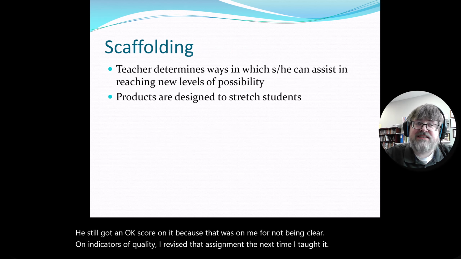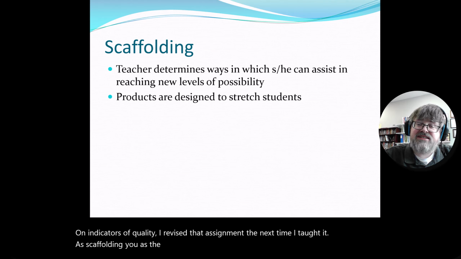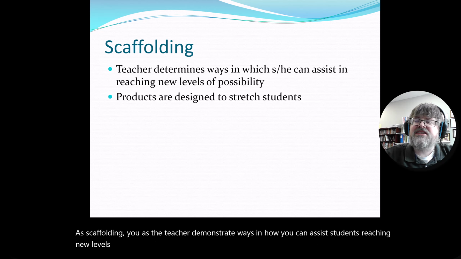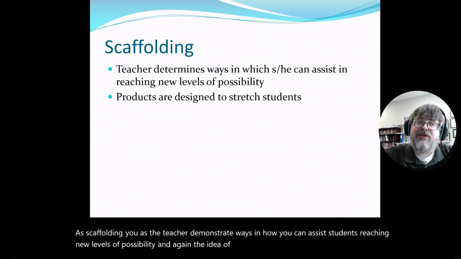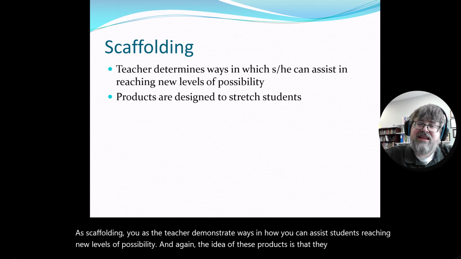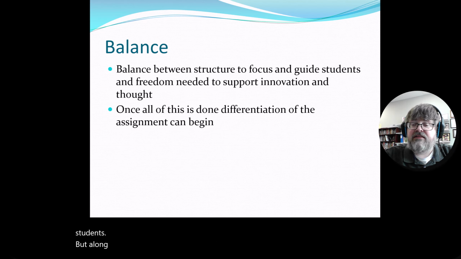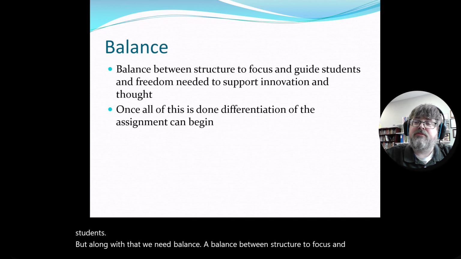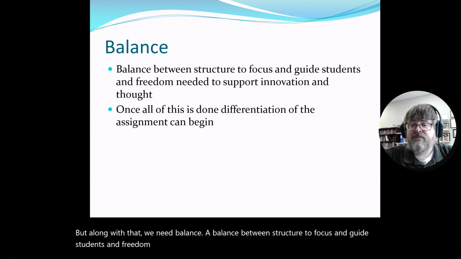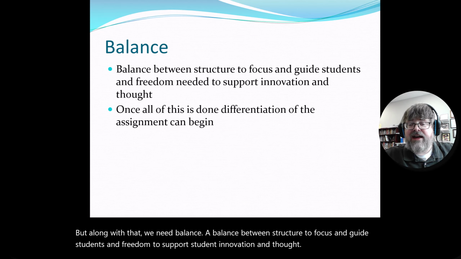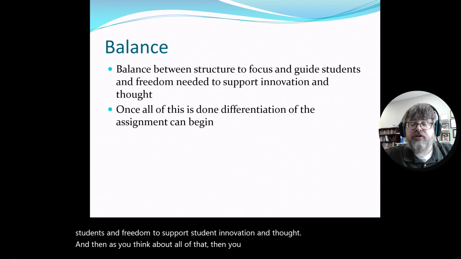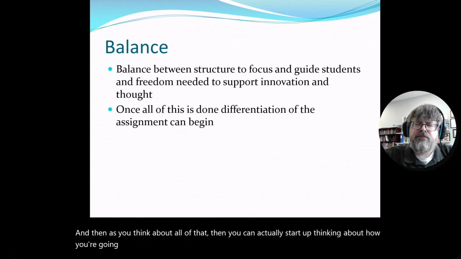As scaffolding, you as the teacher demonstrate ways in how you can assist students reaching new levels of possibility. And again, the idea of these products is that they should stretch students. But along with that, we need balance, a balance between structure to focus and guide students and freedom to support student innovation and thought. And then as you think about all of that, then you can actually start thinking about how you're going to differentiate, and help students work through the different projects you might have them do related to your content.